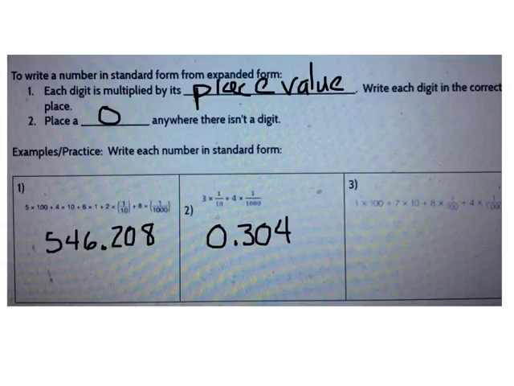Now try another. Write number 3 in standard form. Well, 1 is in the hundreds place, 7 is in the tens place, and there's nothing in the ones place. There's nothing in the tenths place. There's an 8 in the hundredths place and a 4 in the thousandths place. The correct answer is 170 and 84 thousandths.